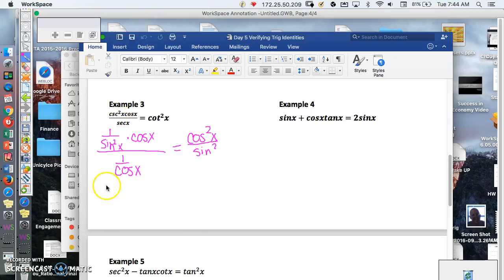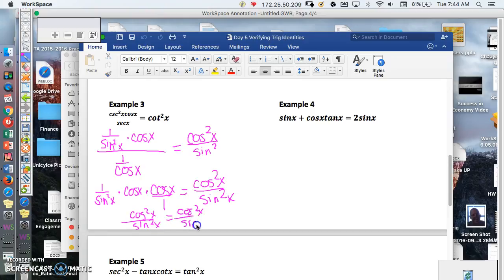Well, let's see. So we have all these fractions. So when we're dividing by a fraction, we multiply that by the reciprocal. So 1 times the sine squared times the cosine of x times the reciprocal of this, cosine of x over 1, cos squared of x over sine squared of x. So let's see, well, our numerator would be cos squared of x over sine squared of x equals cos squared of x over sine squared of x.